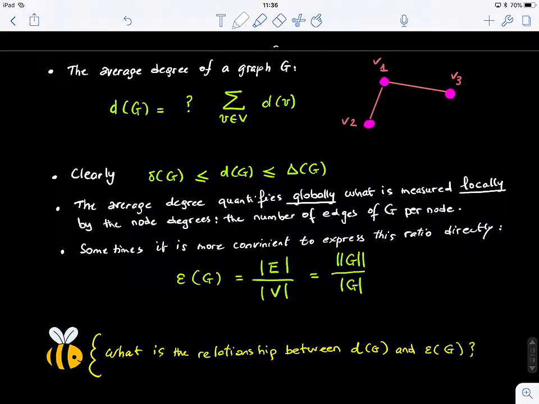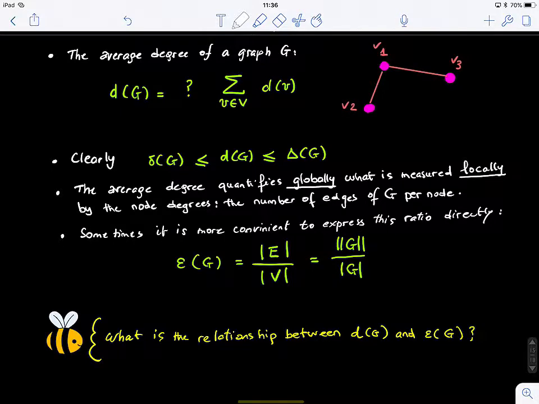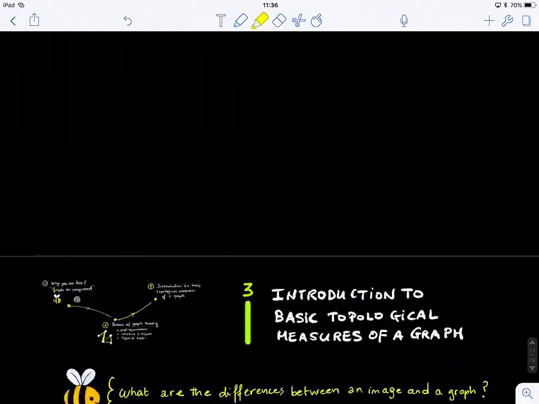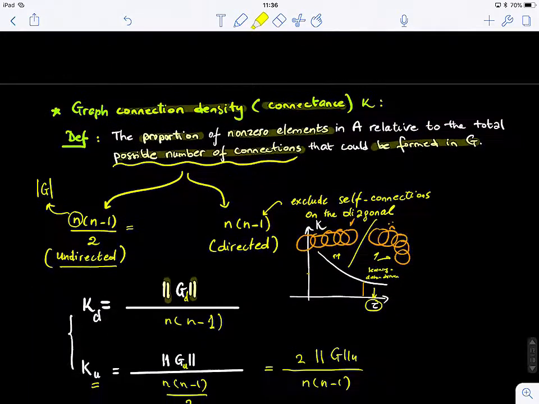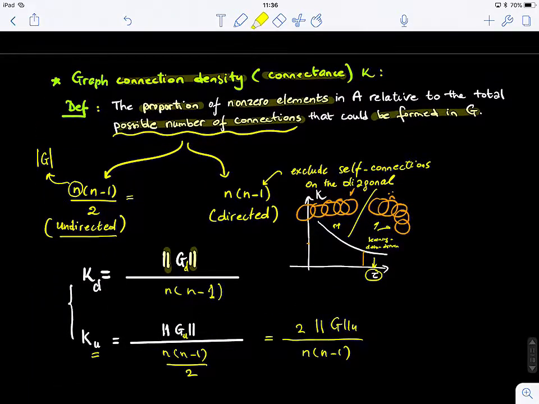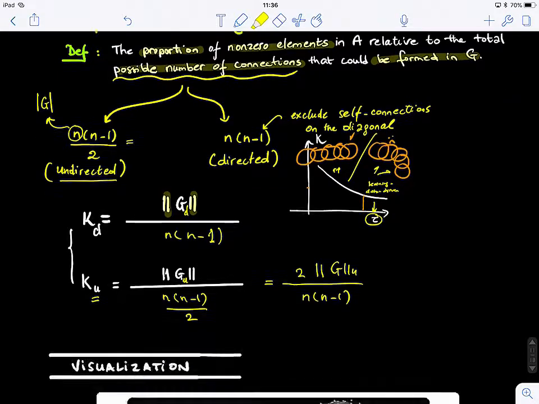Right, so the average degree of a graph. It's slightly different from connectance. Let's revisit how we defined connectance, guys. Anyone remembers? It's the number of edges divided by the possible number of connections. So this is actually slightly different.